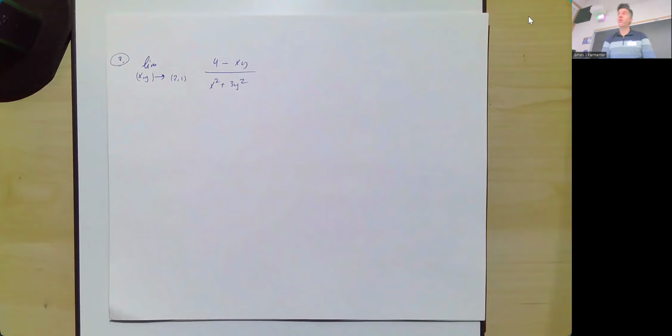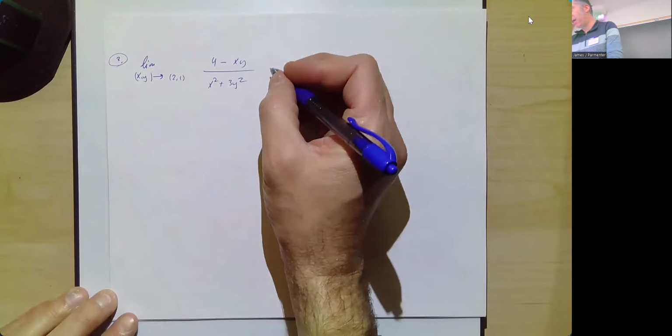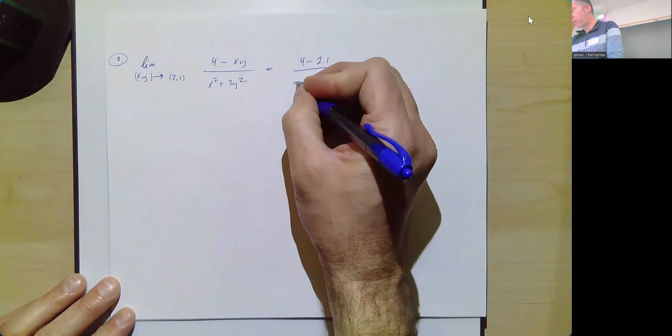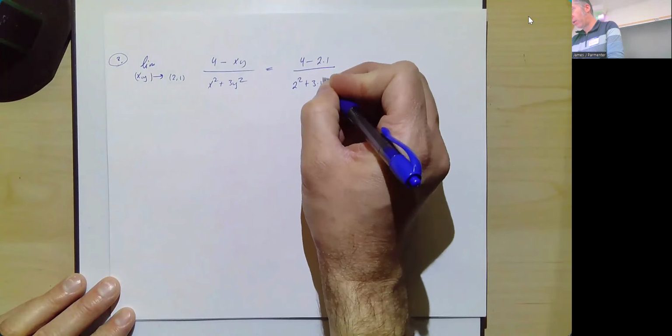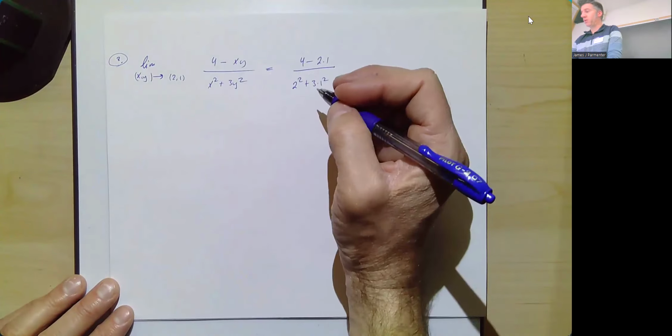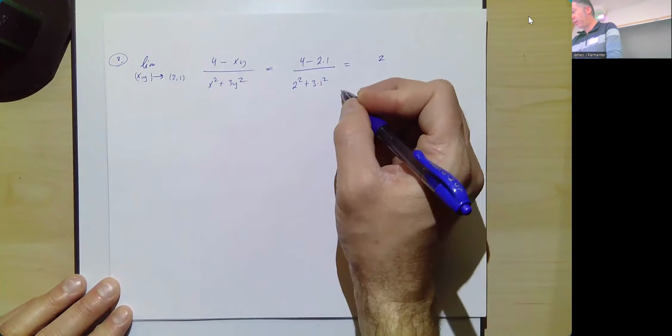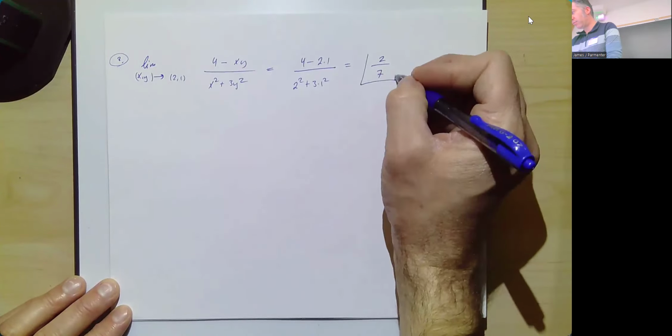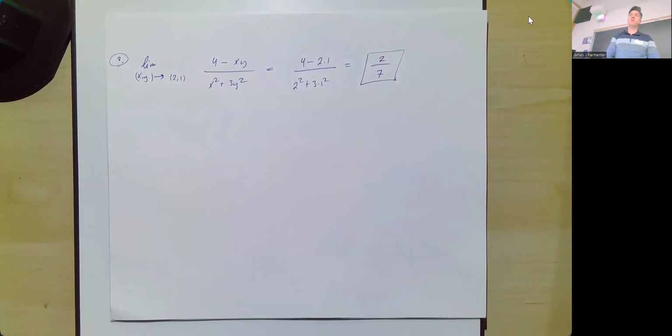I should always try to plug in the point before I do anything else. So if I plug it in, I get 4 minus 2 times 1 over 2 squared plus 3 times 1 squared. And that's going to be just a real number. So I'm done. 4 minus 2 is 2. 4 plus 3 is 7. That's my answer. I don't imagine that you would have one that easy on your test, but it's always good to be at least thinking about before I do anything else, I should try to plug it in.